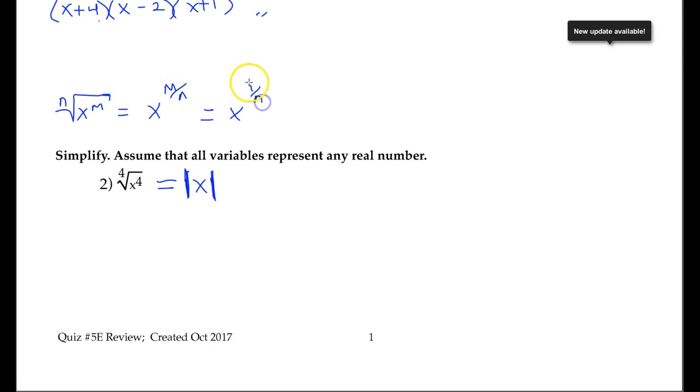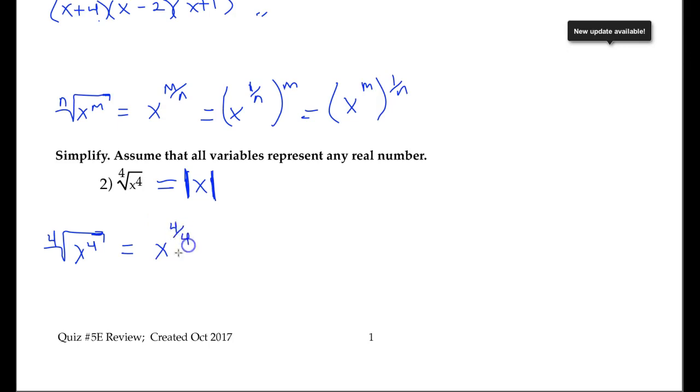Using my exponential rules, I could rewrite this as x raised to the 1 over n times m. And I can also make it look this way. Okay. Now, what is my point in saying all that? Well, if I take the fourth root of x raised to the 4 and I rewrite this, this could be looked at as x raised to the 4 divided by 4. And we know that 4 divided by 4 is 1. And this is just equal to x.